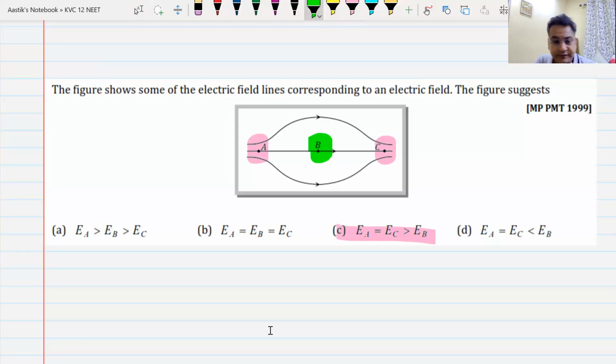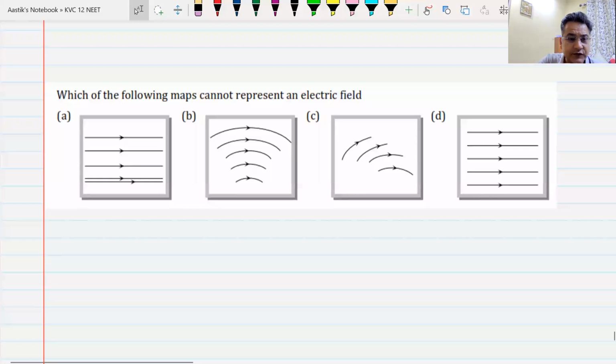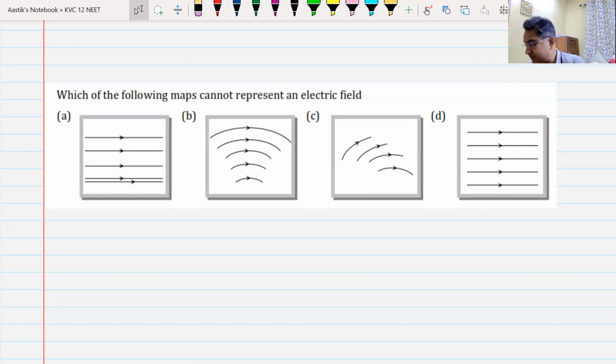Next one, sir. Which of the following maps cannot represent an electric field? They are not saying which of the following maps is the uniform field. They are saying which of the following maps cannot represent an electric field.